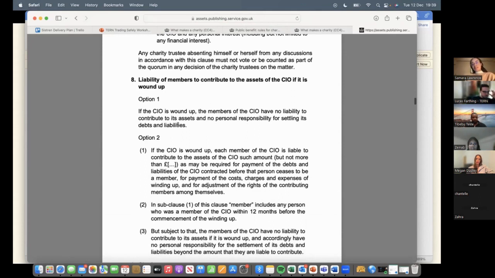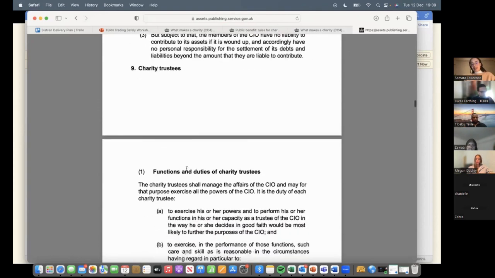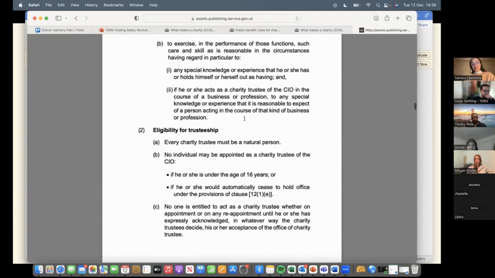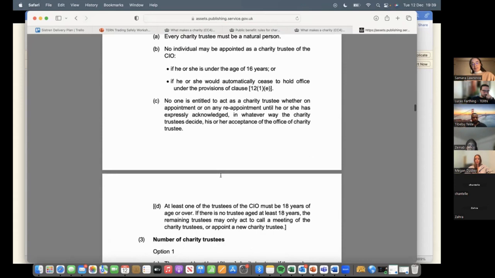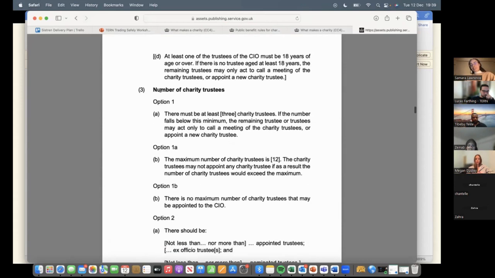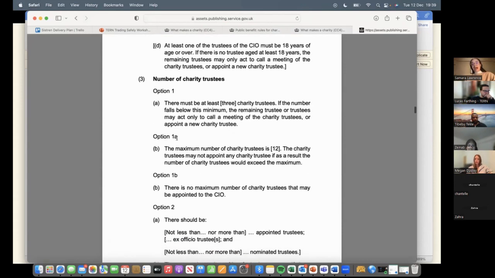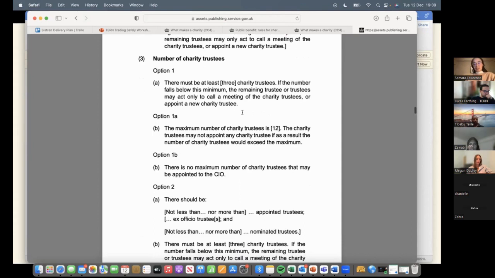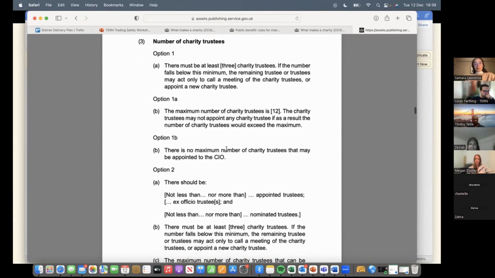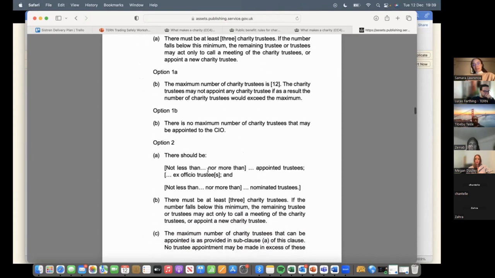So sometimes there's an optionality, but there are guidance notes as you go through to just explain which option you should choose, but there aren't very many. And then this bit here talks about trustees. And so this is another optionality point saying what the number of trustees that you need in the organization, at least 3. You might have more, you might have 5 trustees if you've got that many friends. And then it talks about how the trustees are appointed.